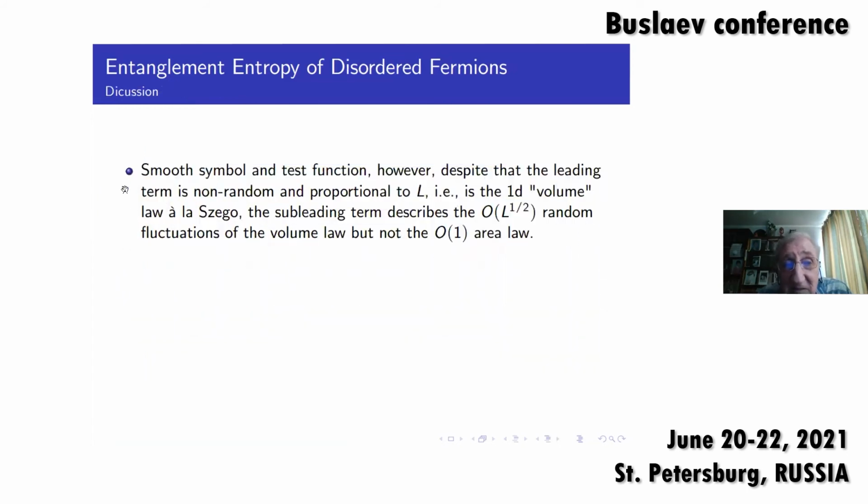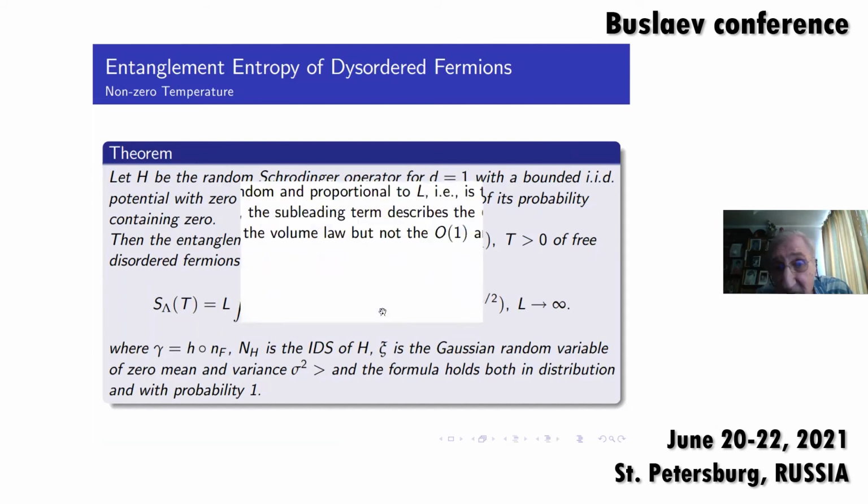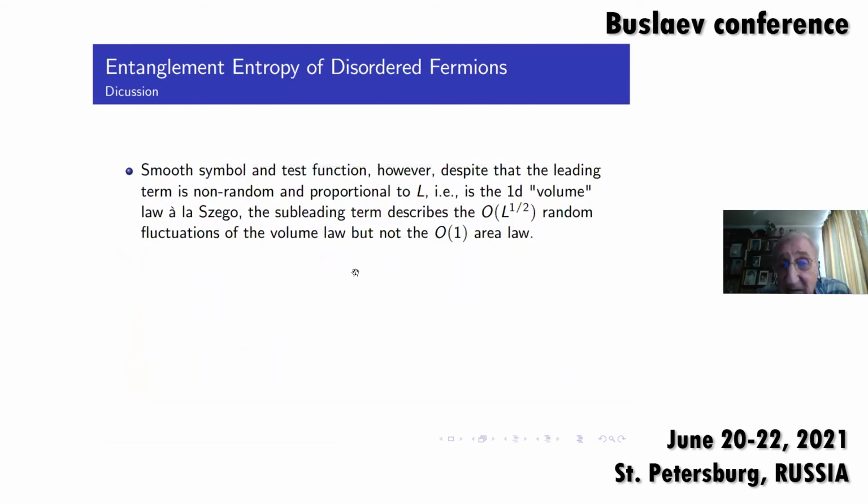Now, I would like to carry out a little discussion. Here, I repeat, we have a smooth symbol, because if the temperature is positive, then n_F is a real analytic function. H is also real analytic. Everything is analytic, but nevertheless, this symbol is unbounded. Instead of the area law, we have just a random fluctuation of the volume law, but the area law is a short term. In fact, it could be found, but I do not discuss it here.